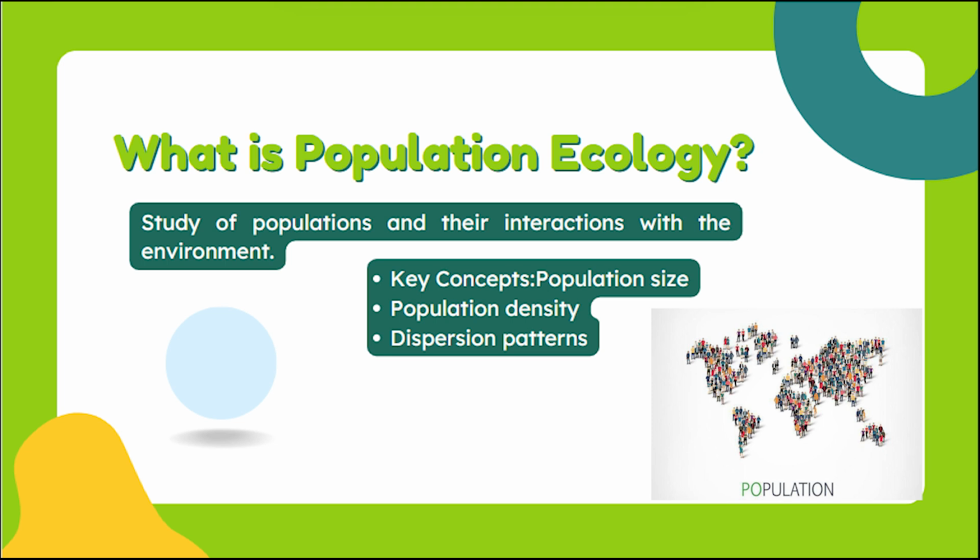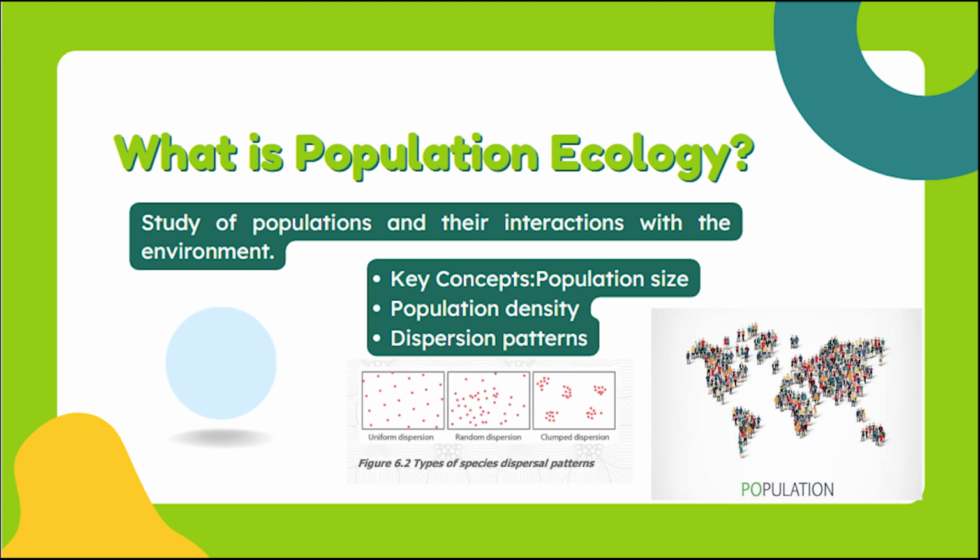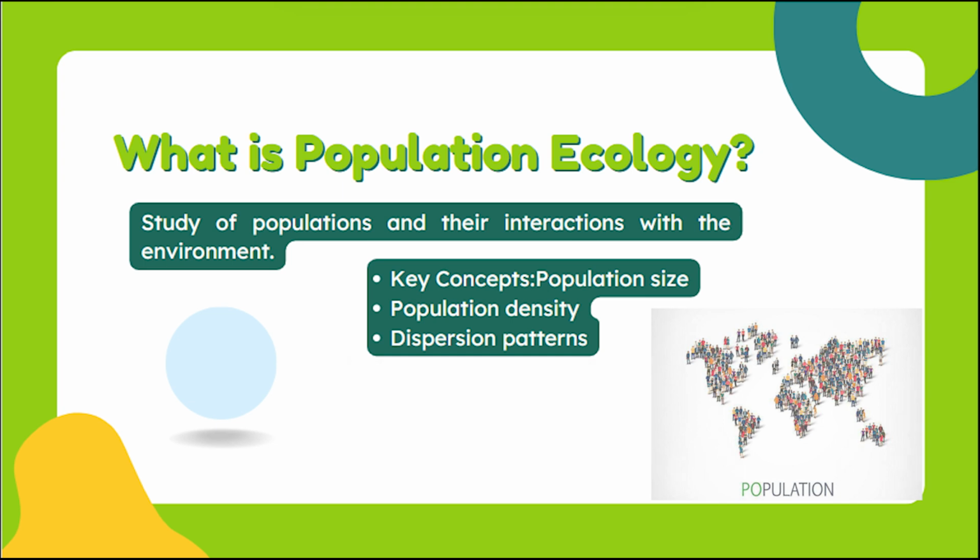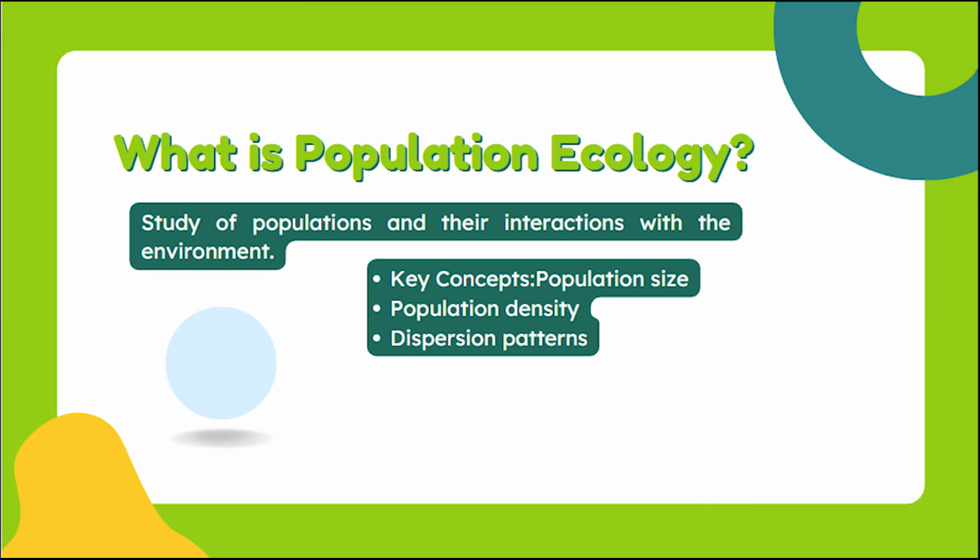The third one is dispersion patterns, which describes how individuals are spread out: are they clumped together, evenly spaced, or randomly scattered? Understanding this pattern helps scientists manage wildlife, predict outbreaks, and address conservation challenges.